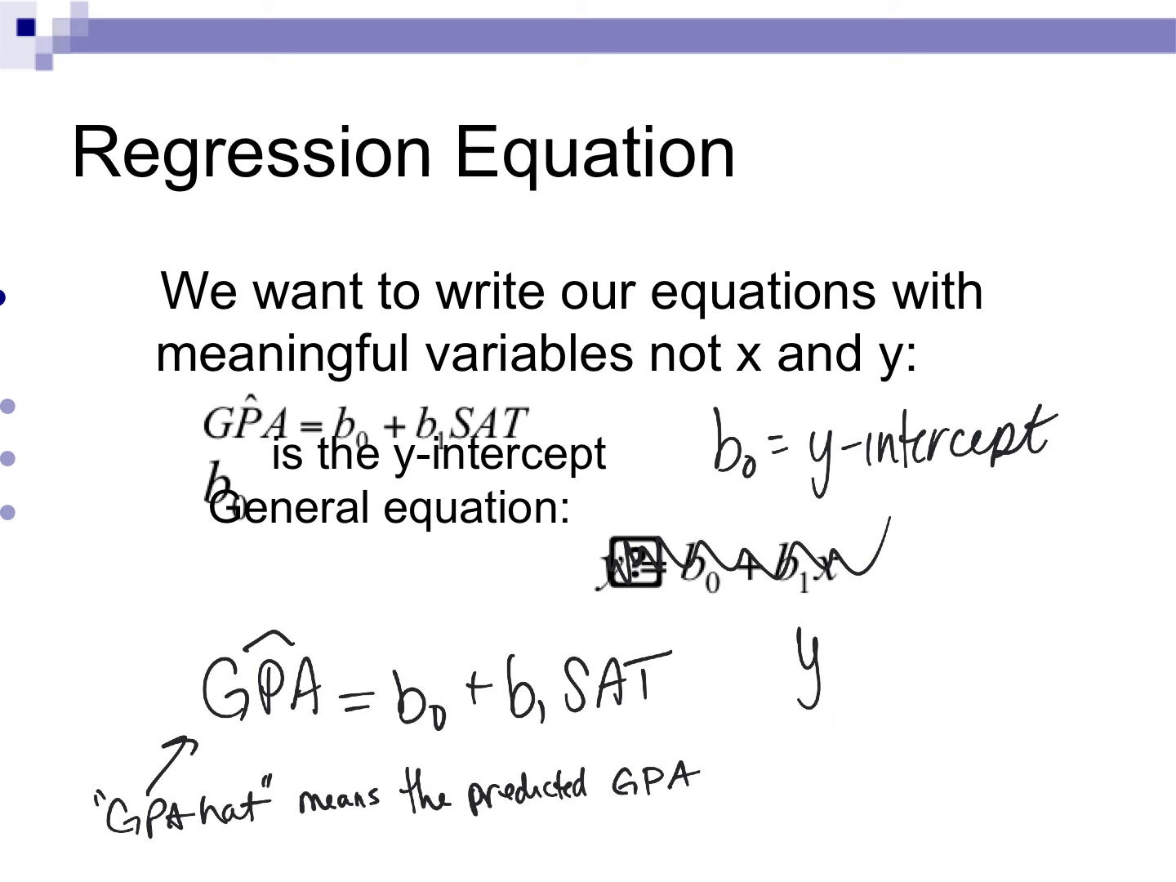And our general equation is y hat equals b naught plus b1x. Predicted value for y is equal to the y-intercept plus the slope times the variable x. Very similar to mx plus b, we just reverse it and give it some new variables. And we're going to use words.